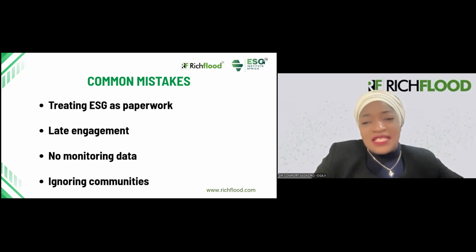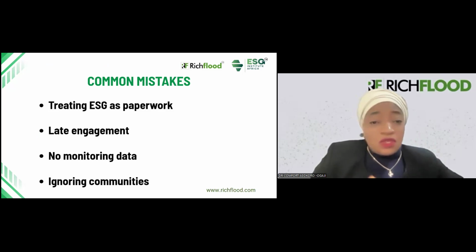Another common mistake is lacking monitoring data. Yes, monitoring is taking place, but it's not properly documented because there is no structure to document, or systems, or responsible people set up to do the right things at the right time. Or there is even no monitoring at all until something bad happens, and then we start running around.